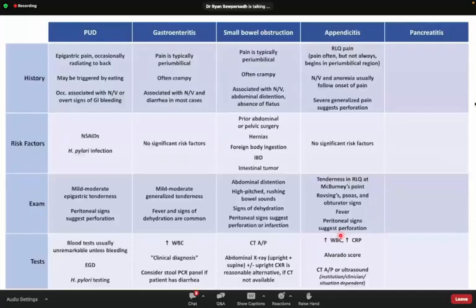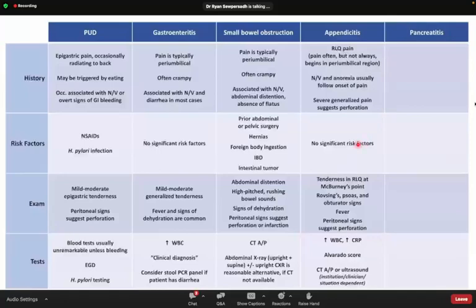Okay. Appendicitis, as already discussed, the pain from appendicitis is classically present in the right lower quadrant, but often begins in the periumbilical region, like we discussed. Nausea, vomiting, and anorexia usually follow the onset of pain rather than the other way around. Now, if there is severe generalized pain, perforation is likely. There are no major risk factors for appendicitis.